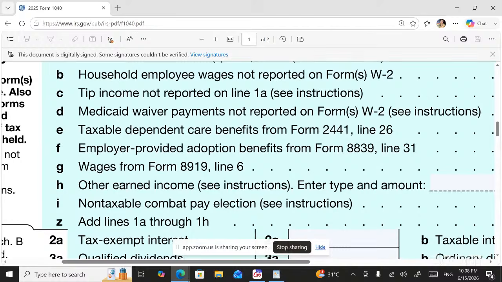Coming to para 1G, wages from form number 8919. It is a very, very important form, regularly asked in examinations. Wages from form number 8919. What is form number 8919? What is the logic behind it?